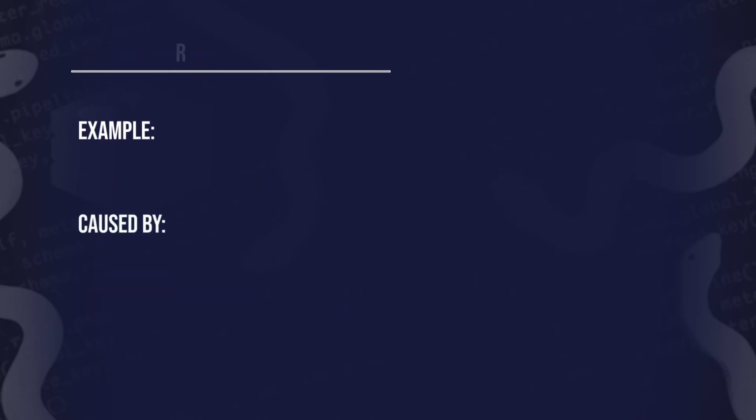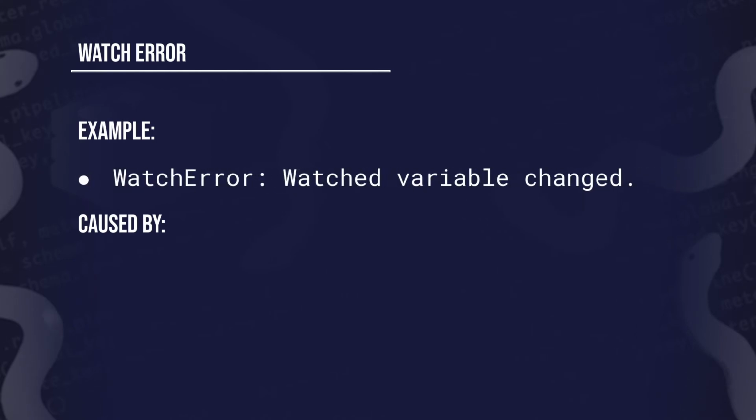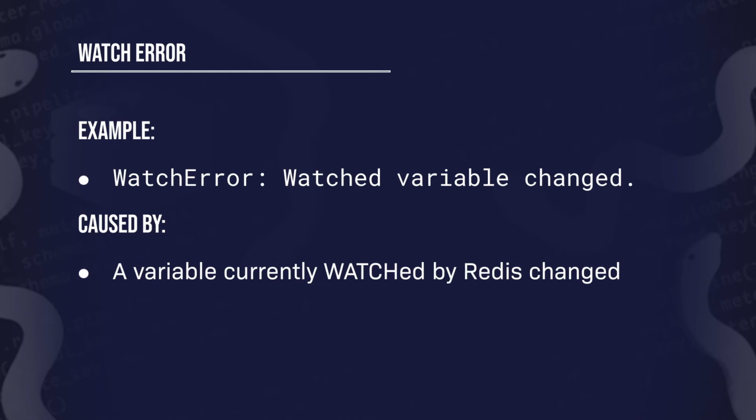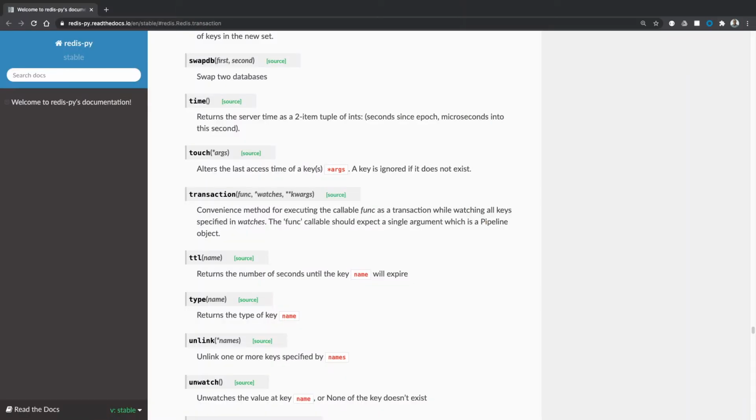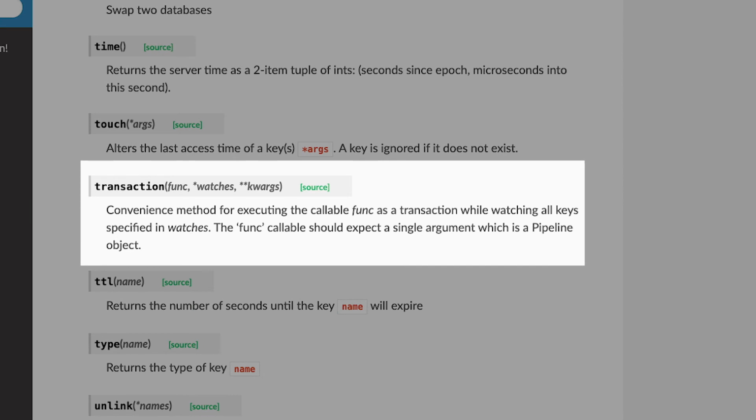If you use RedisPy's watch method to watch one or more keys during a transaction, you should expect to see a WatchError if any of those keys change while Redis is executing the transaction. In general, you're going to catch this error and retry the transaction if it happens. By the way, if you're doing this, check out the transaction helper.